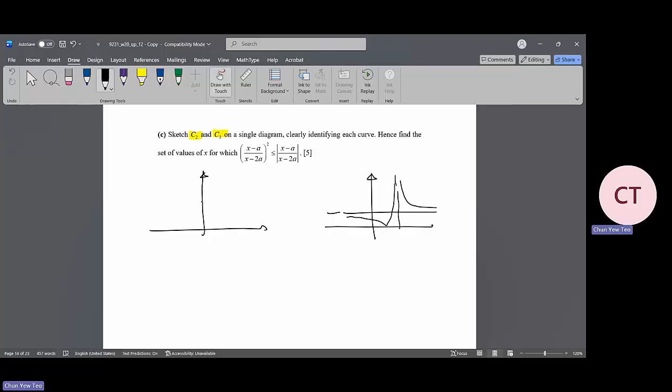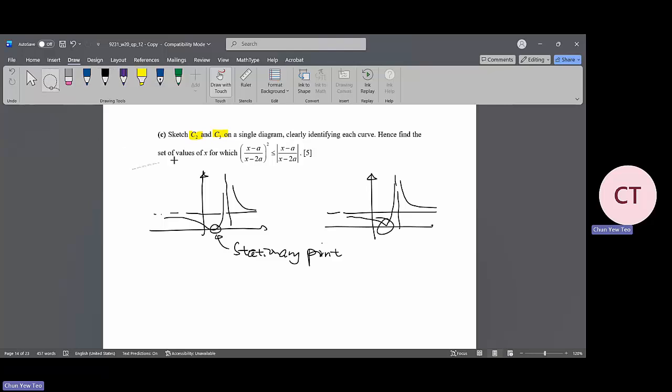Okay. Then the C2 graph is you square it. So when you square that, it will look something like this. Because just now in B part 1, we showed that we have a turning point, right? So you can see that you will have the graph something like this. This is the turning point. This is the stationary point. Right? So the stationary point is the same point as the x-intercept over here. Okay.